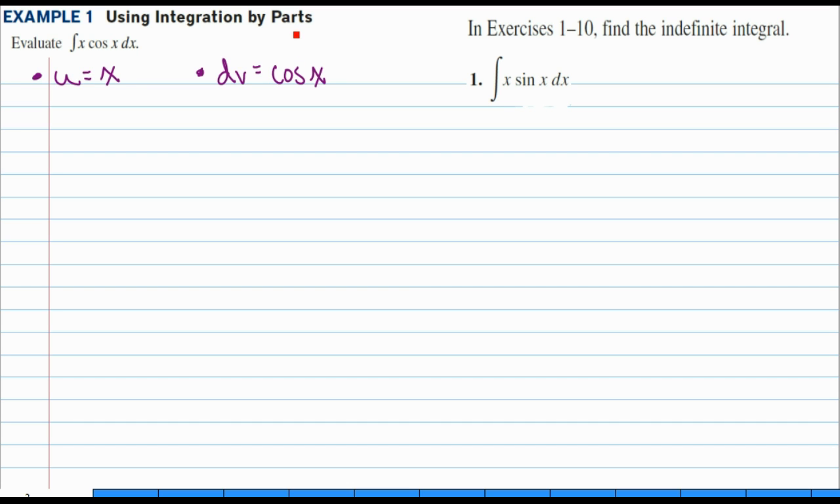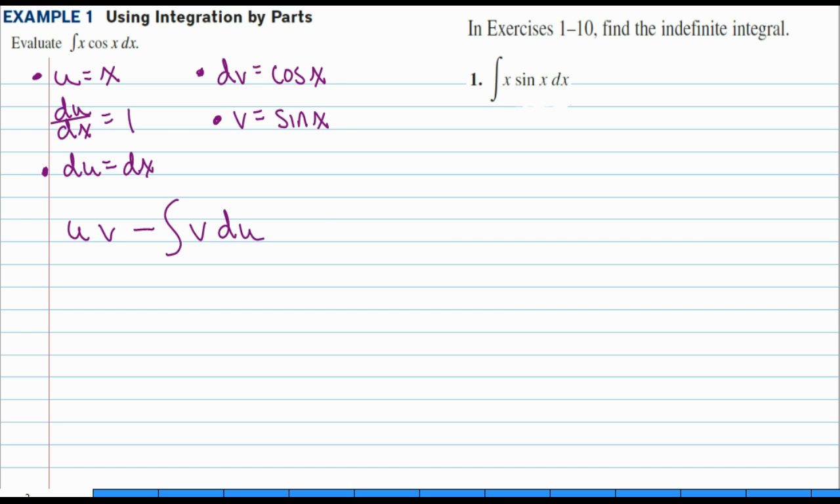Alright, so now I need du and v. So I'm going to take the derivative of u, which is just 1, but then I'm going to solve for du. And then dv I'm going to take the antiderivative of to find v, and I get v equals the sine of x. So now I've got u, du, v, and dv. Do you see what I mean here? If you take the derivative of u, you get 1, so that just makes it a little bit easier. But if you take the antiderivative of cosine, you get sine, which doesn't really complicate things anymore. It kind of just stays as complicated as it was before.